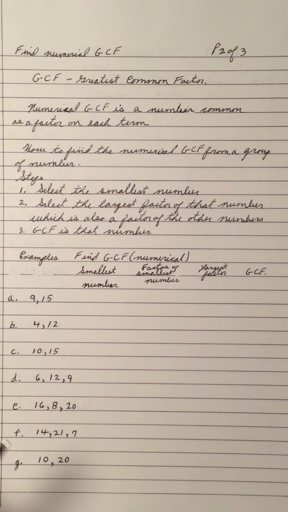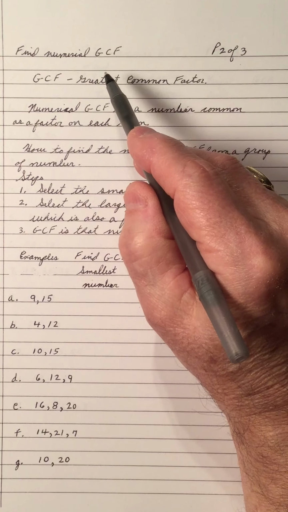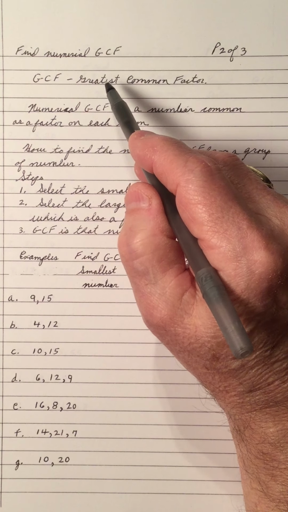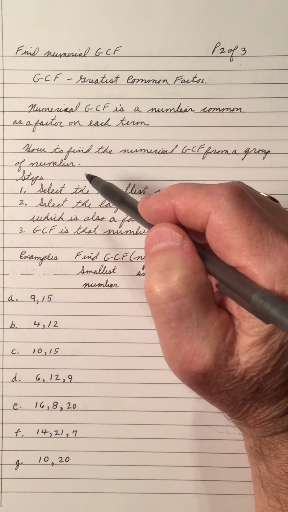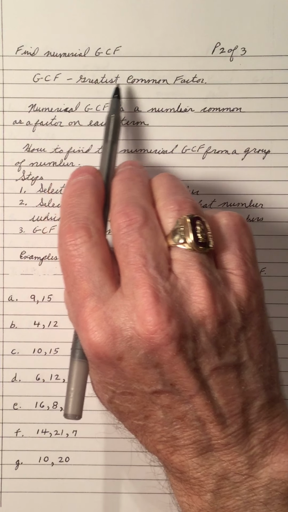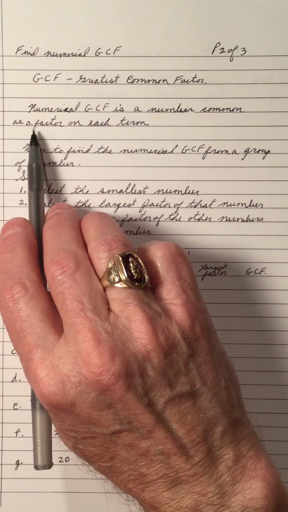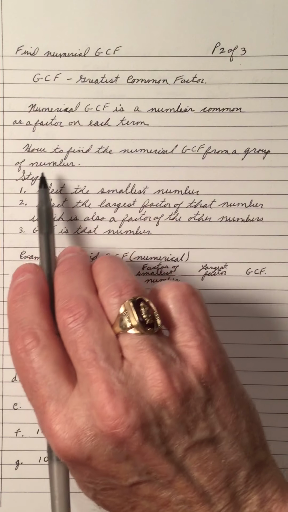And in this video we're going to do the numerical GCF, greatest common factor. Find the numerical GCF. Numerical means numbers. We're going to find the number that's common in each of these sets of numbers. GCF is said greatest common factor. The numerical GCF is a number common as a factor in each term.